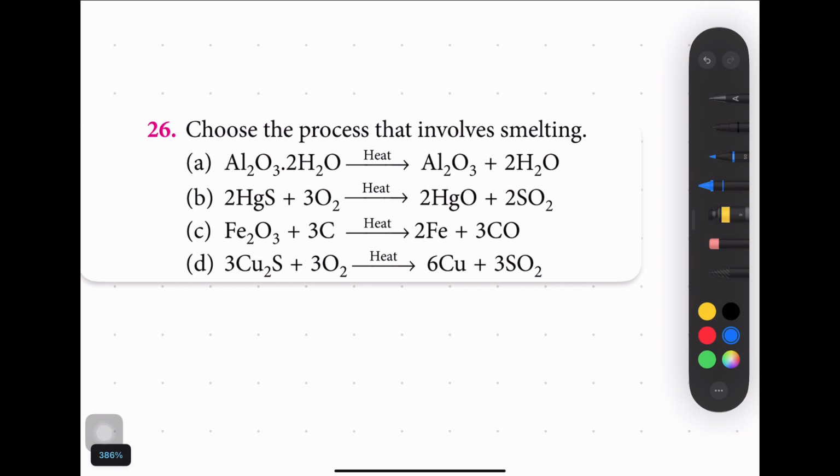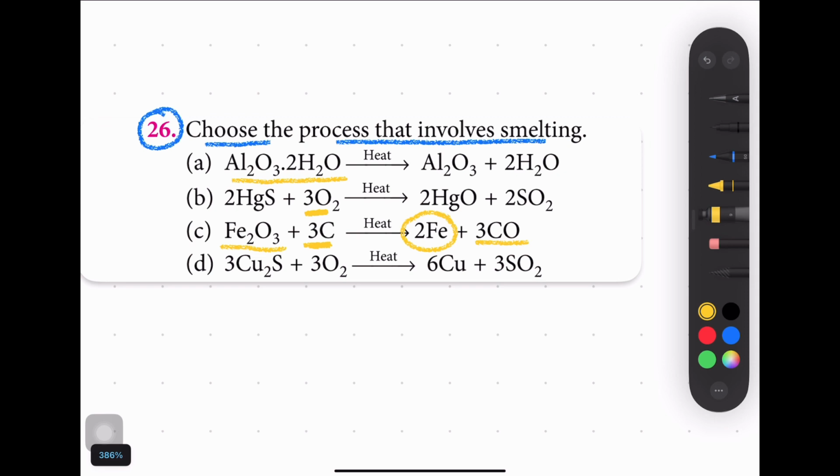Now let's try this question. Choose the process that involves smelting. Basically, smelting involves reduction of the oxide of a metal with carbon. So here it is simply heating that. There is oxygen, there is the carbon involved, and this is the metal oxide. So this is basically reduction of metal involving carbon and heat.